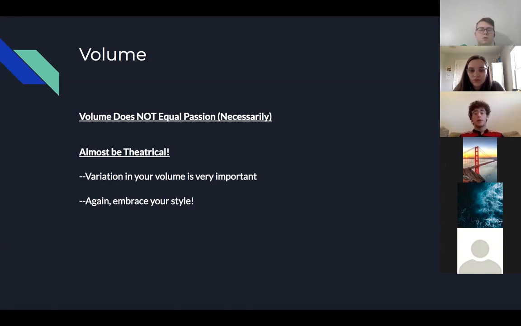And again, embrace your style. You can talk loudly, you can talk softly. As long as you're in that sweet spot, it's pretty okay. As long as you know how to infuse your voice with passion, and as long as you're able to vary your volume to a degree so that it's not abrasive or disinteresting to the judge, then you're going to be a good speaker.